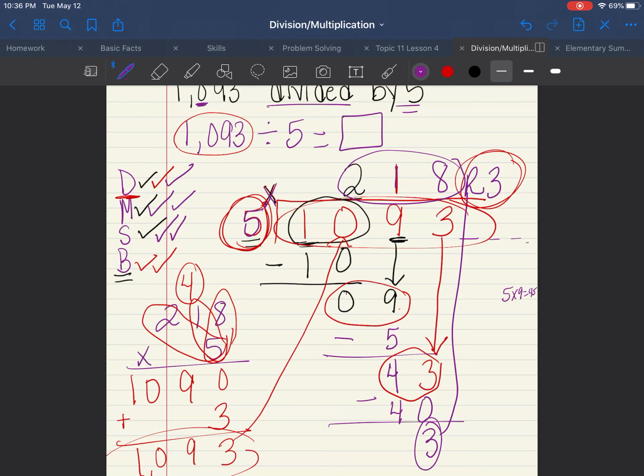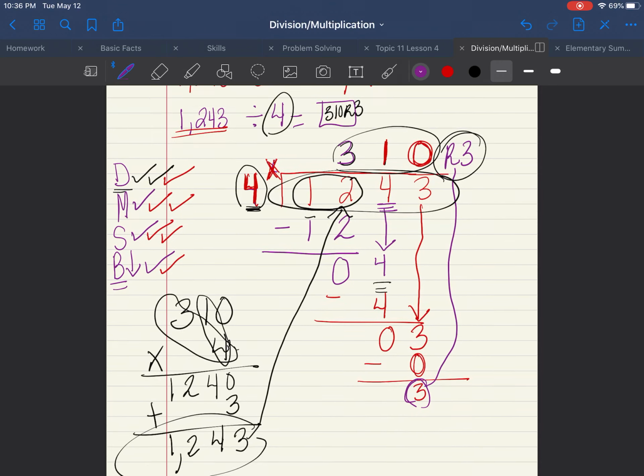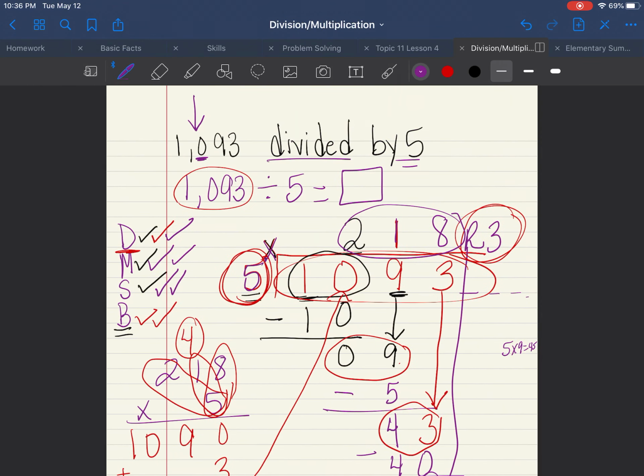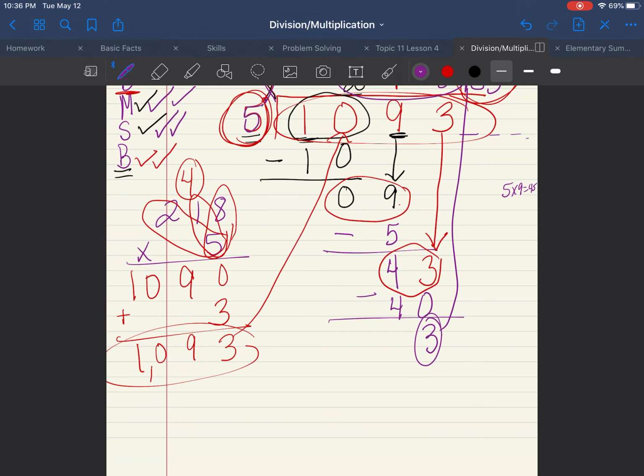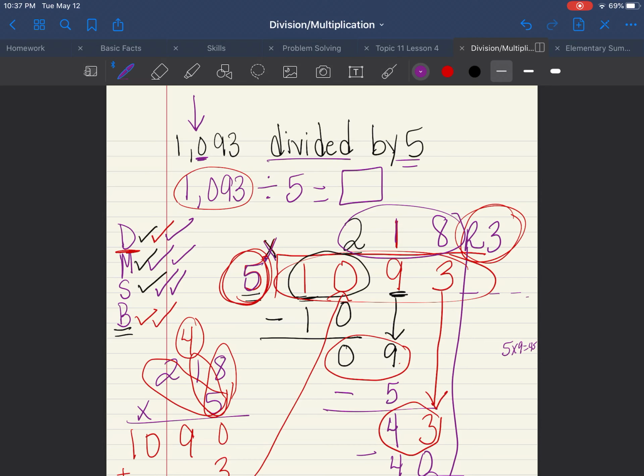Now you have 2 more problems to practice. Notice that in both of our answers, when we're dividing by 4 digits, we're getting 3 digits in our answer. If you notice, the same thing for this one. Make sure to check your work by multiplying.